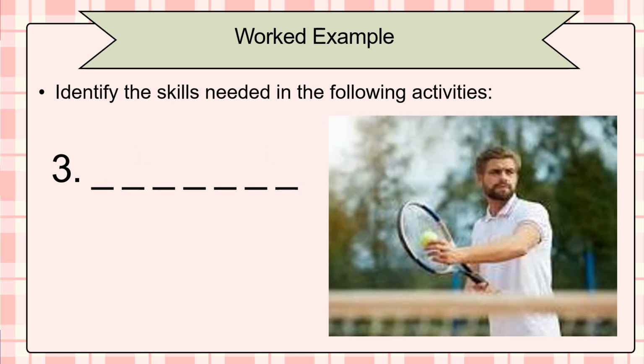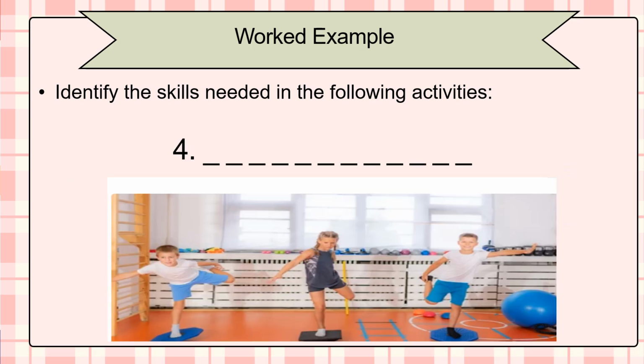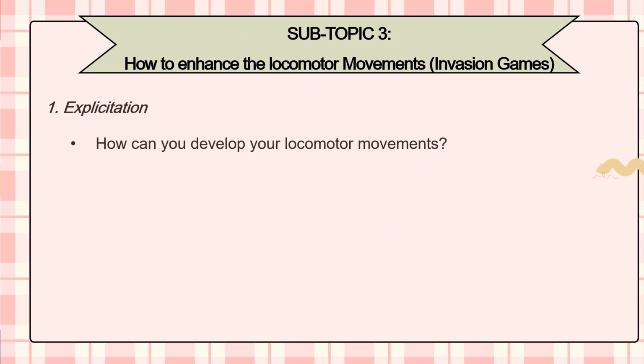Number 3. The correct answer is agility. Tennis is all about agility, the ability to change direction quickly and efficiently to chase the ball and return it to your opponent. Quick reflexes and precise footwork make all the difference. So imagine dashing left and right, ready to hit the ball back over the net. Number 4. The correct answer is coordination. Gymnastics showcases amazing coordination as athletes perform routines that combine balance, strength, and precise movements.